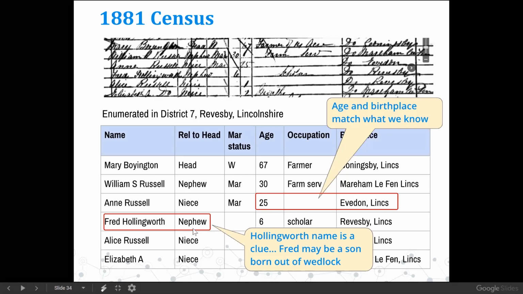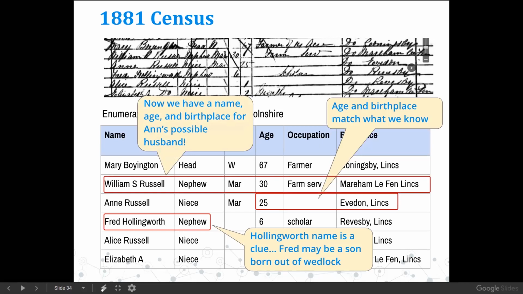The fact is that you may have noticed that in this census, Alice and Elizabeth are really young. And sorry, this is blocking the ages, but as I recall, Alice was, I think, 2, and Elizabeth was maybe a few months. So there's actually quite a gap between Alice, the first child of the marriage, and this Fred Hollingworth, who was probably born before the marriage. And so the fact that he's a Hollingworth indicates that he's probably the out-of-wedlock son of Anne, and we can look to prove that later on. But it is encouraging that she's got a son with the name of Hollingworth.